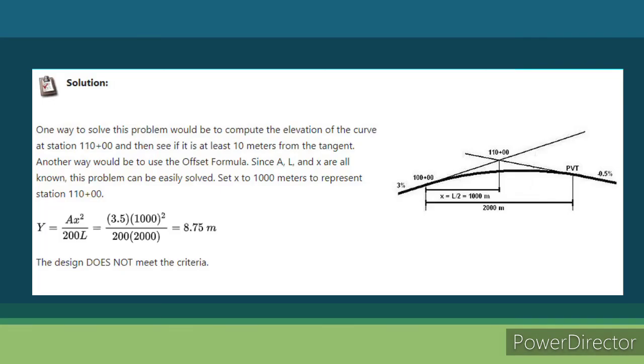The design does not meet the criterion, since the engineers stated that there must be at least 10 meters of separation between the railroad tracks and the road to build a safe tunnel.